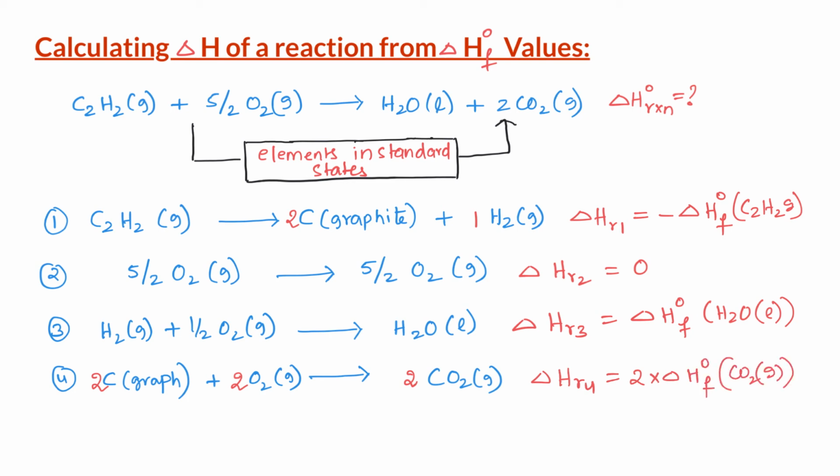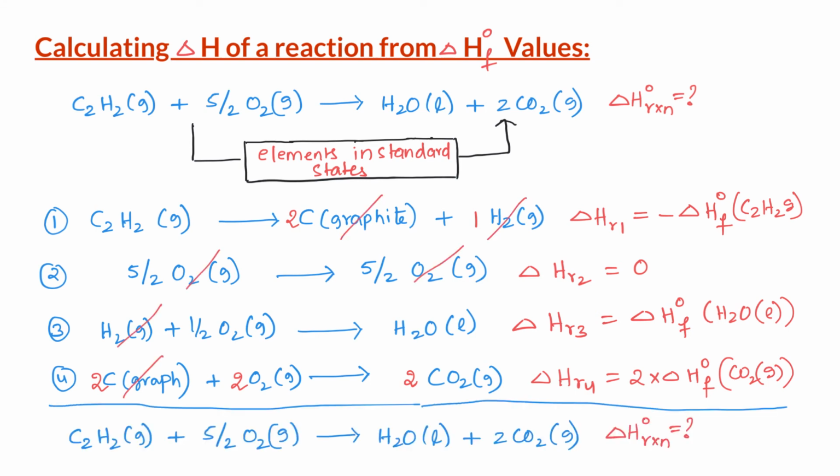Now, if we add all these reactions up, we get C2H2 gas plus 5.5 moles of oxygen gas to give 1 mole of water and 2 moles of carbon dioxide, which is exactly the reaction that we wanted. Now, according to Hess's law, the enthalpy change for the overall reaction is equal to the sum of enthalpy changes of all the reactions that we added. Let me write that equation in the next slide.